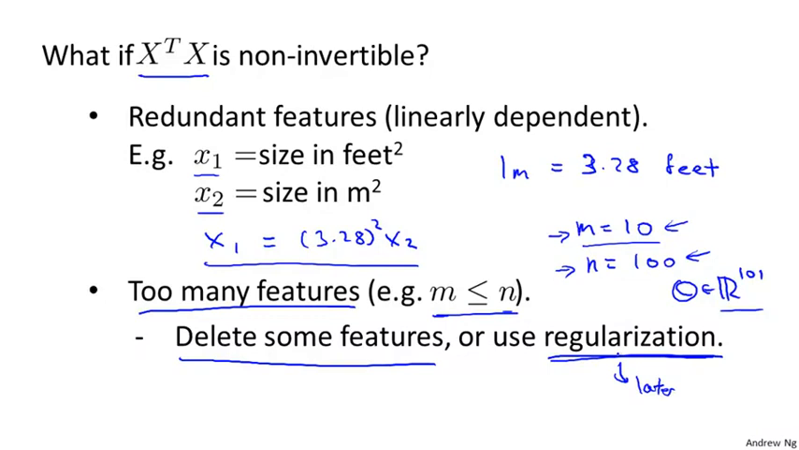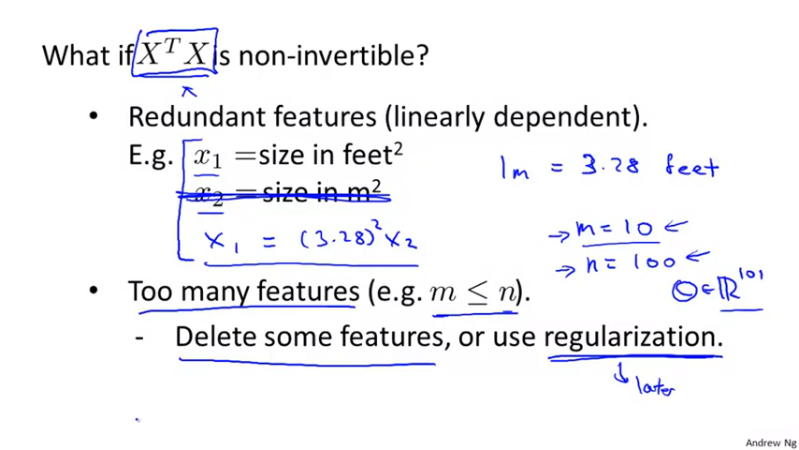To summarize, if ever you find that X transpose X is singular, or non-invertible, what I would recommend you do is first look at your features and see if you have redundant features like this x1, x2, being linearly dependent, or a linear function of each other. If you do have redundant features, just delete one of them, because you really don't need both. Deleting one of these features would solve your non-invertibility problem. So I would first check if any features are redundant, and keep deleting redundant features until they're no longer redundant.